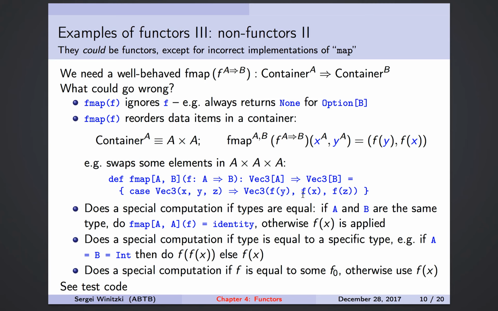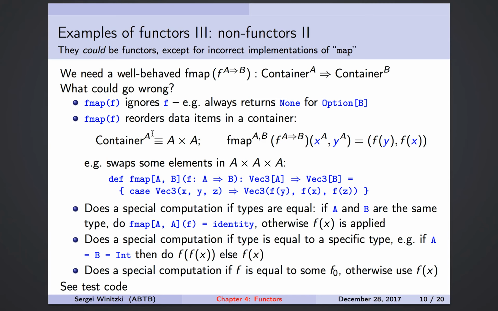Another type of things that are not functors are types that could be functors, but we didn't implement map correctly. We need to have a well-behaved Fmap to have a functor, and a number of things could go wrong if we try to implement Fmap. So one thing could be that Fmap ignores f. It always returns none for an option. So for instance, if that is true, usually it would not be satisfying laws.